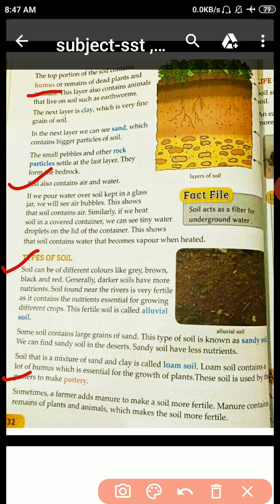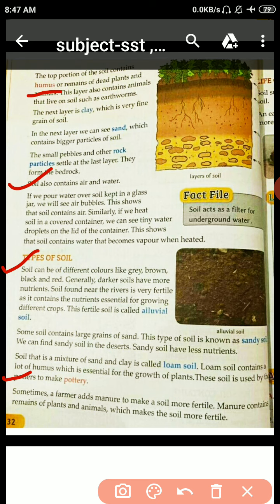Then after that, soil can be different colors and textures. First is alluvial soil. This soil is very fertile. A large number of important crops such as rice, sugarcane, wheat, pulses, jute and vegetables grow in this type of soil.